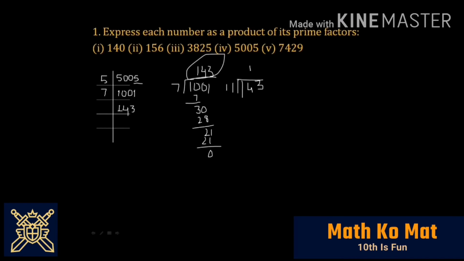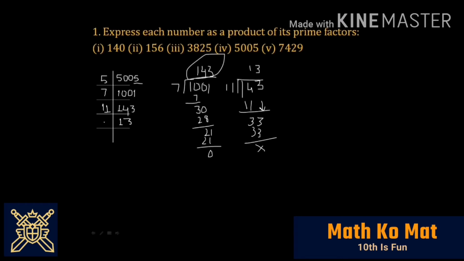So 11 ones are 11. You are left with 3. Bring down this 3 here. And 11 threes are 33. We are left with nothing. So 11 is a factor. So when we divide 143 by 11, we are left with 13.